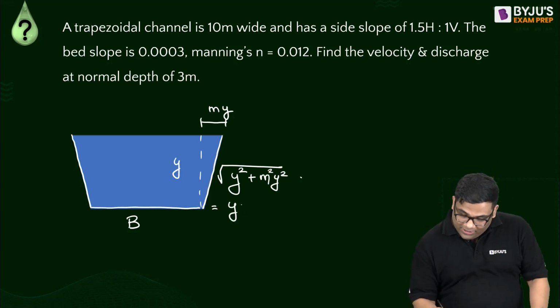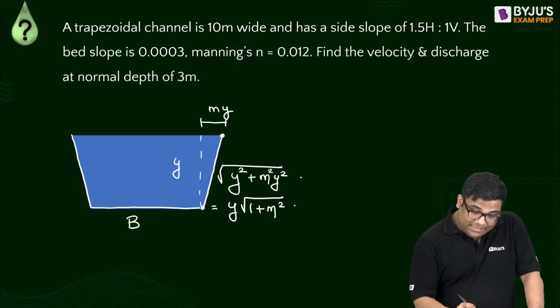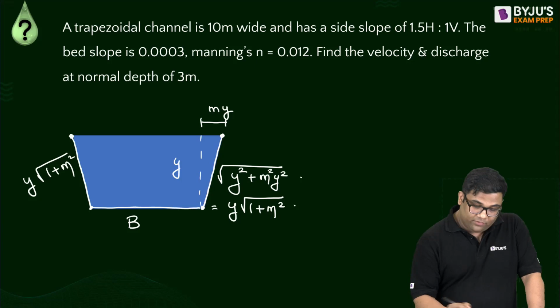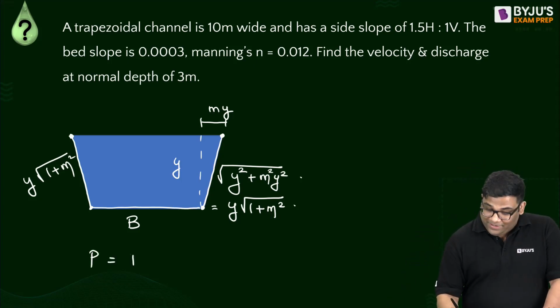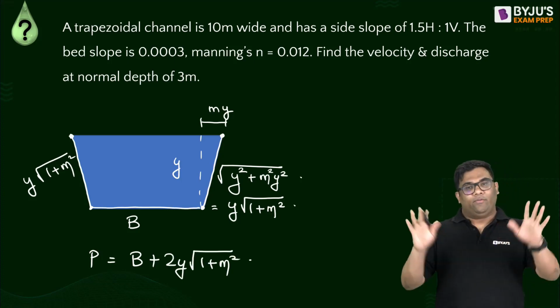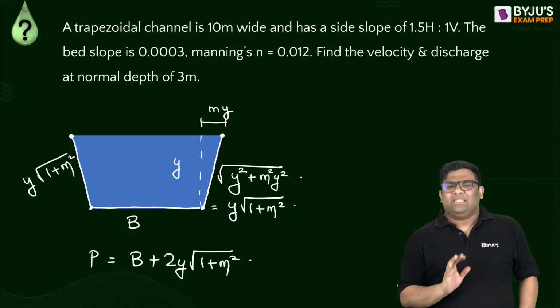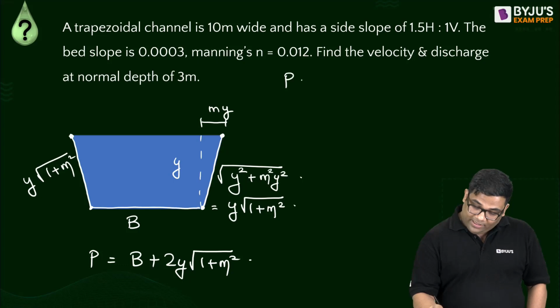So this will be y into root 1 plus m square, the side length from here to here. And this also will be y into root under 1 plus m square. Beautiful. So I can say that the weighted perimeter will be B plus 2 times y root under 1 plus m square. This is simple geometry. These are all simple geometry. So I can put the values here and find out the weighted perimeter.